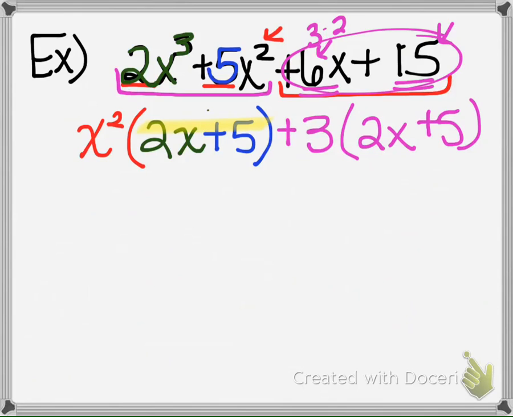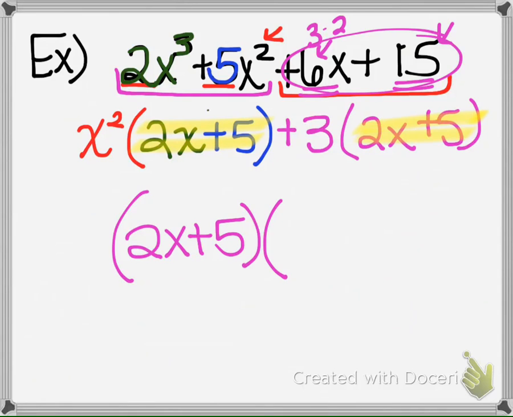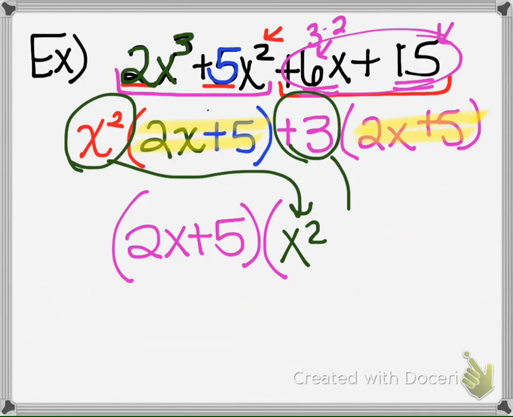So now if we did this correctly, this should match up to that. And if it is, we're going to bring that down. We're going to factor out the 2x plus 5 essentially. And then we are going to pair the x squared with the positive 3. And we have our factored form.